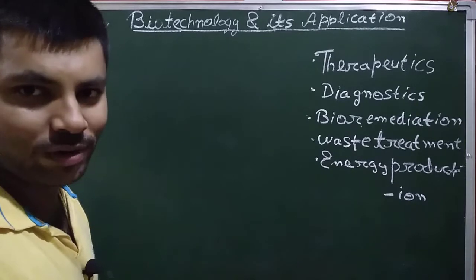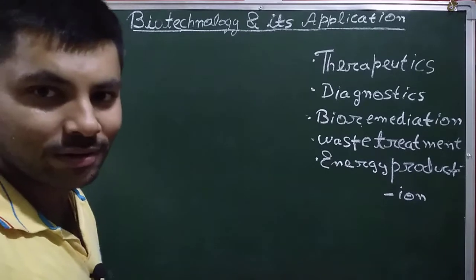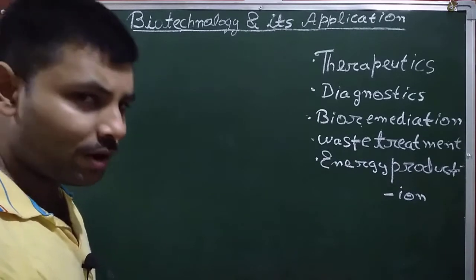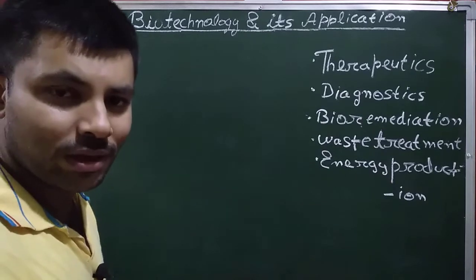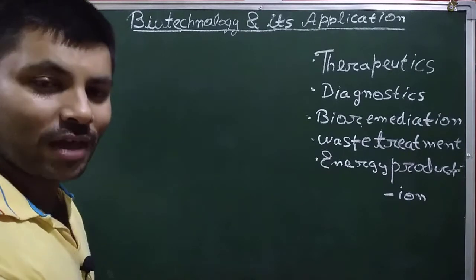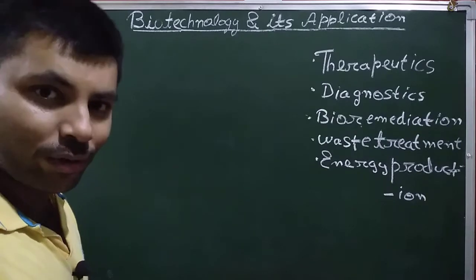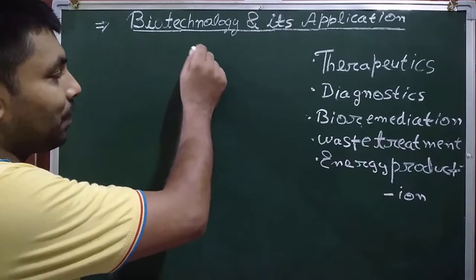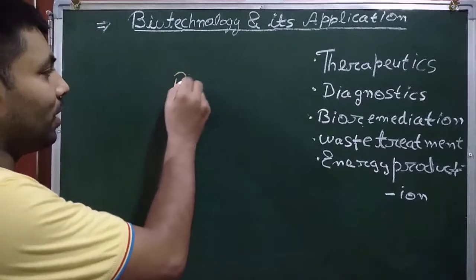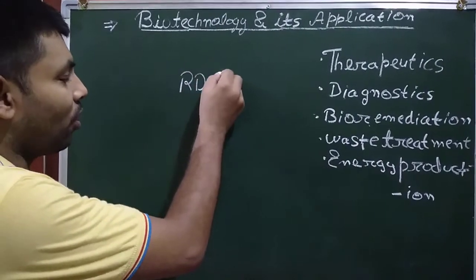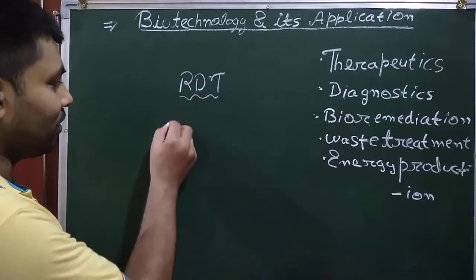Today I am going to give the lecture on biotechnology and its application. First of all, see what is biotechnology and its application. Human beings use resources such as animals and plants to lead to a better product. Recombinant DNA technology is also helpful in this process. Now see the applications.